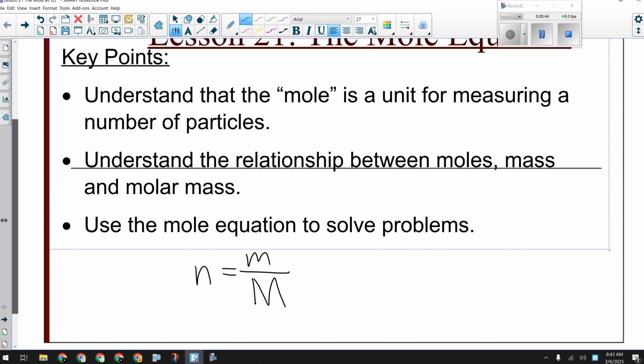The second point here says we want to understand the relationship between moles, mass, and molar mass. Those are the three parts of the mole equation. Moles is n, mass is little m, and molar mass is capital M.